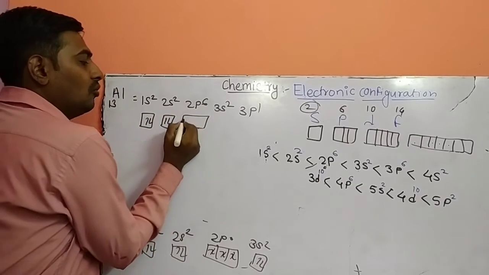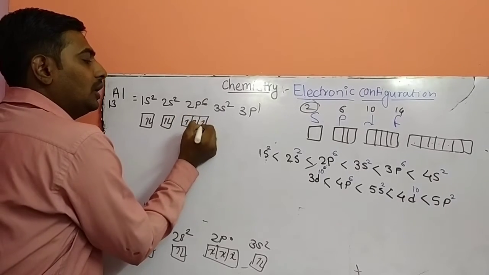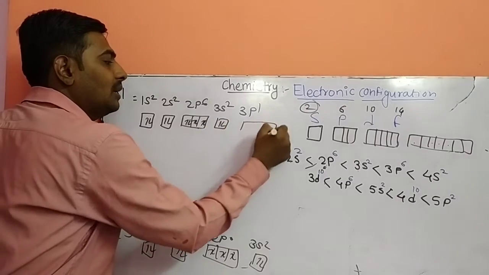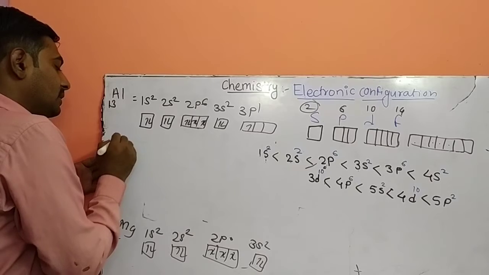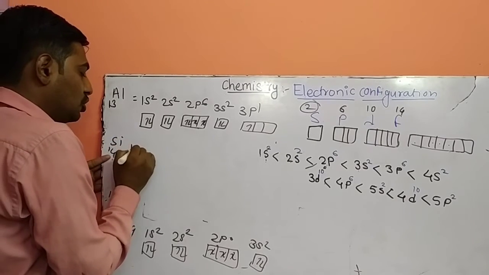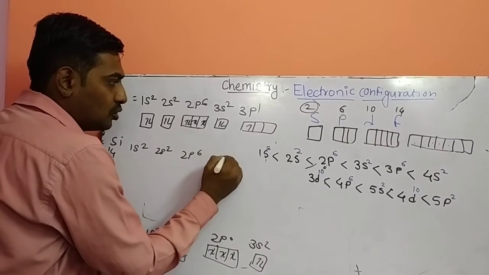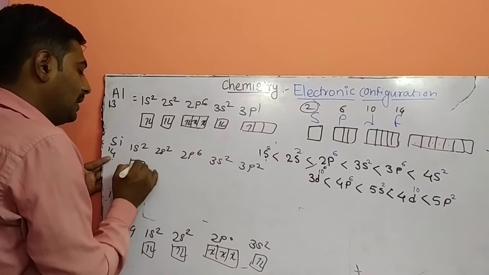6 electrons, how? 1 2 3 4 5 6. The 3s orbital will be like this one, the 3p orbital this way. Then silicon, atomic number 14, 1s2 2s2 2p6 3s2 3p2. So it will be like this.